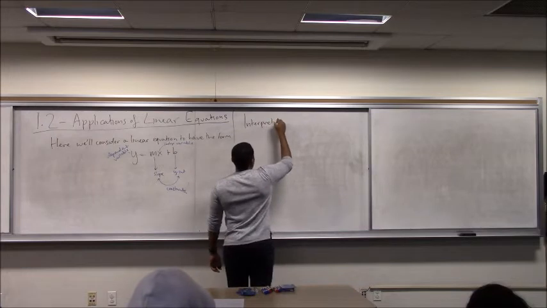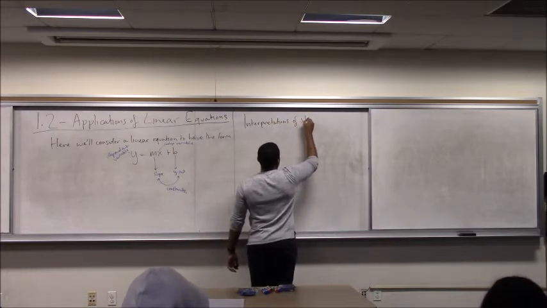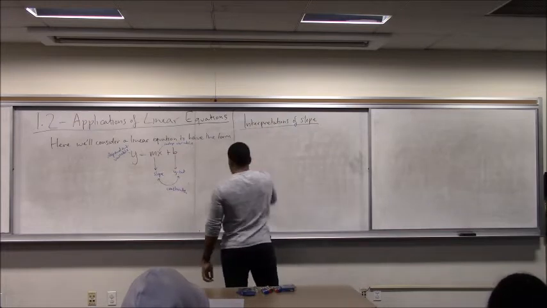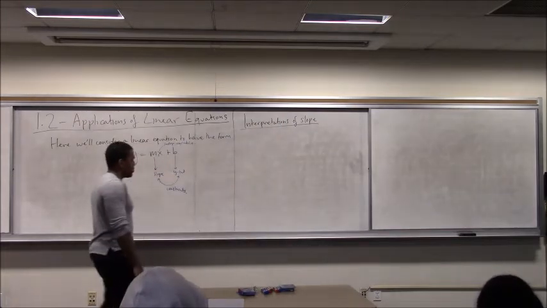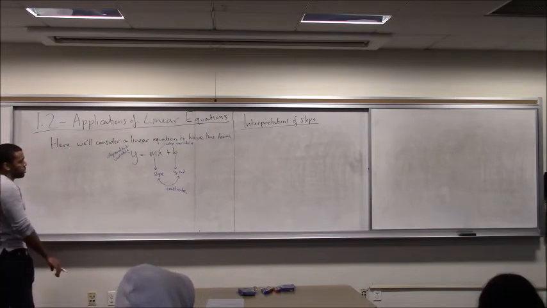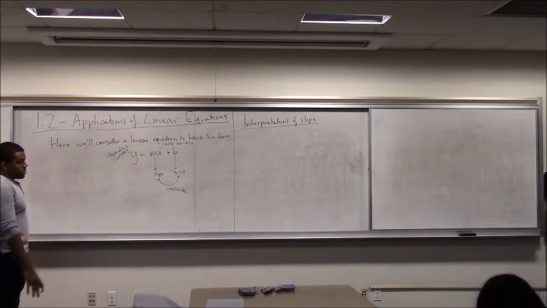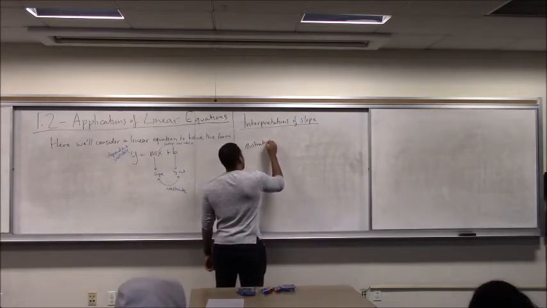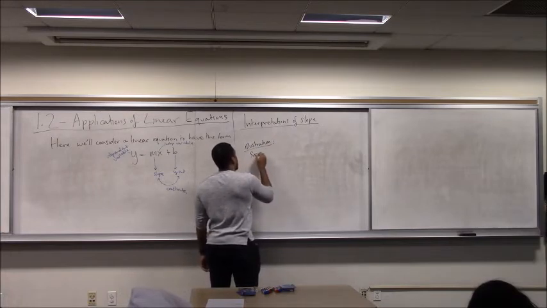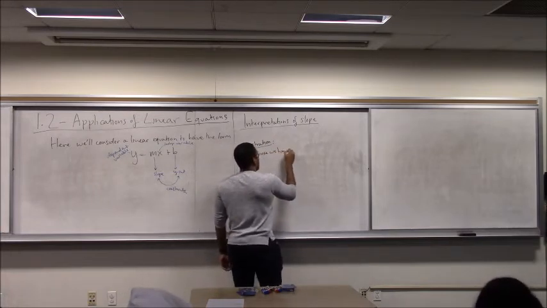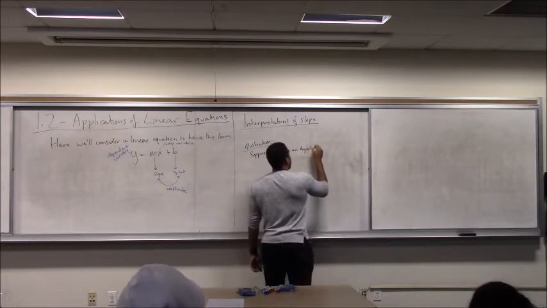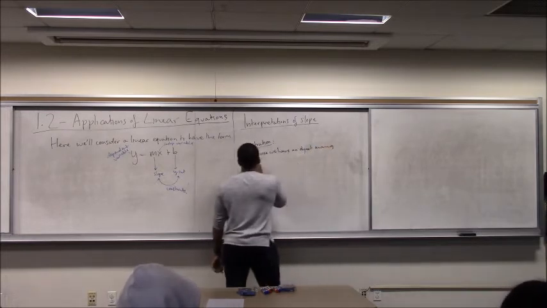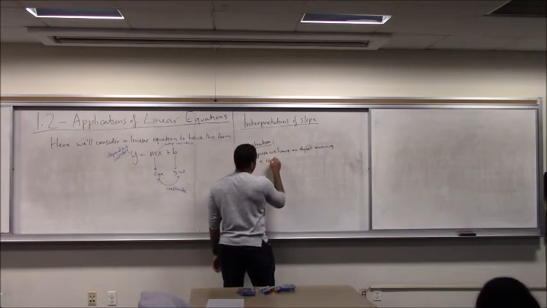Here are some interpretations of slope. I know a lot of the time we think of slope as the steepness of a line, which it is. There are other interpretations that we often want to apply to slope. Let me kind of segue into one here, illustration. Suppose we have an object moving at a constant rate of speed.